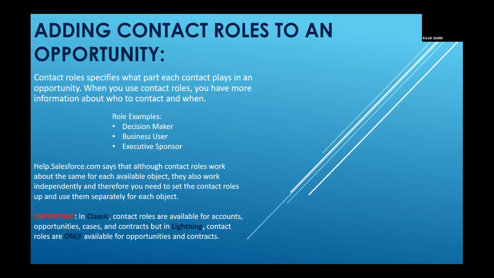When I was researching, help.salesforce.com said that although contact roles work about the same for each available object, they also work independently, and so you need to set the contact roles up and use them separately for each object. Now, a couple things to keep in mind: one, in Classic, you'll have contact roles available for accounts, opportunities, cases, and contracts, but in Lightning, the contact roles are only available for opportunities and contracts. So as they start to roll towards doing a Lightning version of the test, just know that.